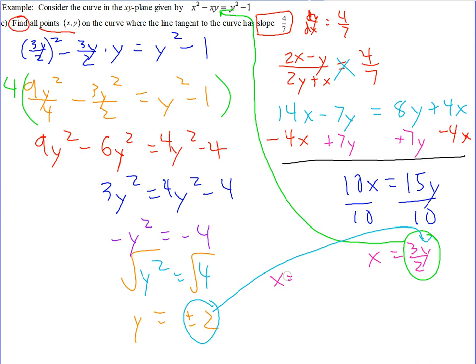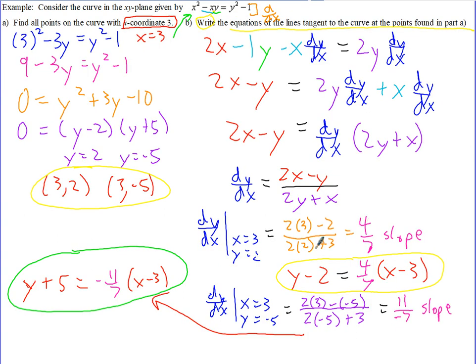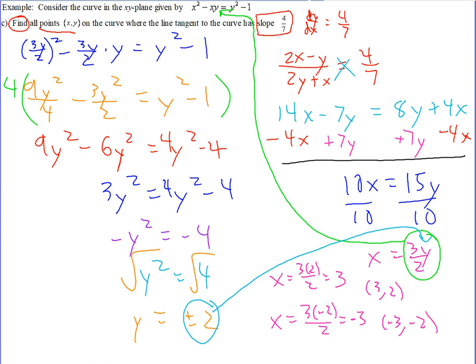So if we plug in positive 2, we get 3 times 2 divided by 2 is 3. So positive 3 for x goes with positive 2 for y, so (3, 2). And if we substitute in negative 2, we get negative 6 over 2, which is negative 3. So negative 3 for x goes with negative 2. So we did get the point we expected from the previous part. (3, 2), we know, gave us a slope of 4/7. However, that wasn't the only one. (-3, -2) also worked in this case.